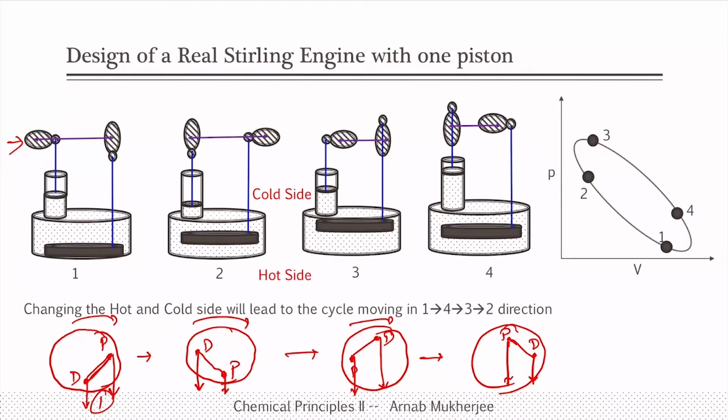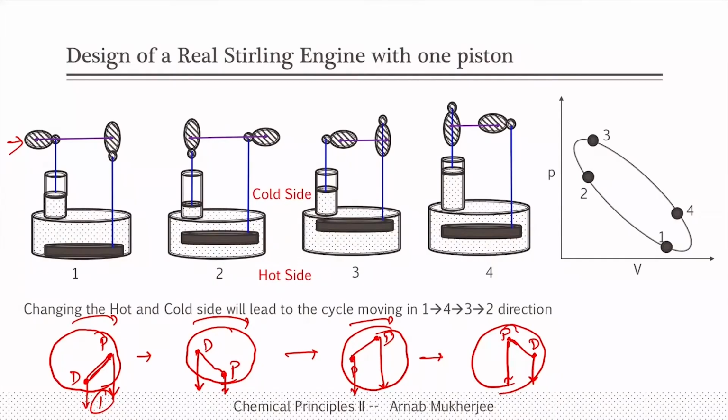So, now if I change the hot and cold side, what is going to happen? So, you see if I start with 1, right now when the hot side is here and the cold side is here, then it is going in a clockwise manner according to this diagram. Of course, that corresponds to this movement, but let us say this side is colder and that side is hotter. So, what will happen is that if the upside is hotter, then it will expand. So, that means from 1 it will directly go to 4.